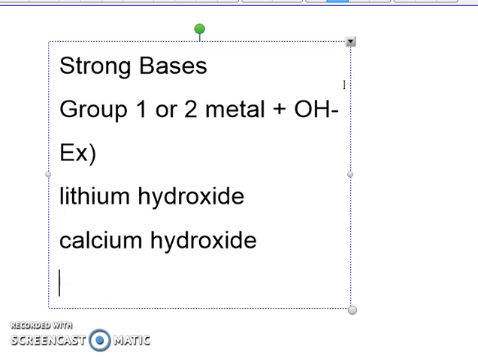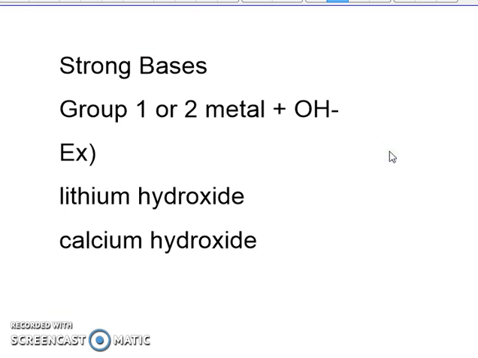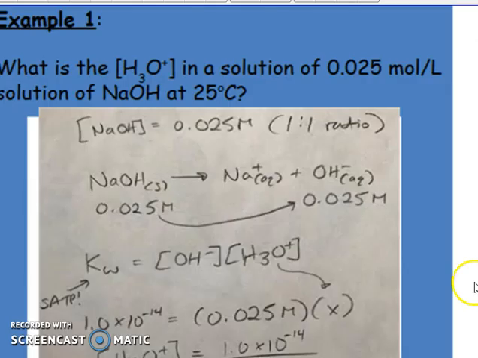I want you to know the concept of what makes something strong or weak, depending on the association, the dissociation or ionization percentage, right? So remember, 99 plus, that means there's no equilibrium. After this lesson, when we go further into chapter 8, we will talk about what happens when we do have equilibrium, which means weak acids and bases. But for today, we're just going over theory and strong acid base.